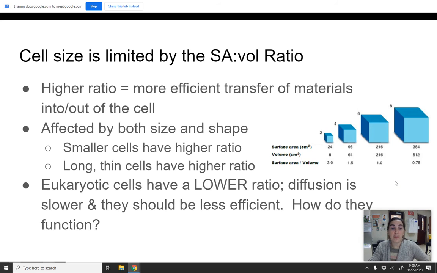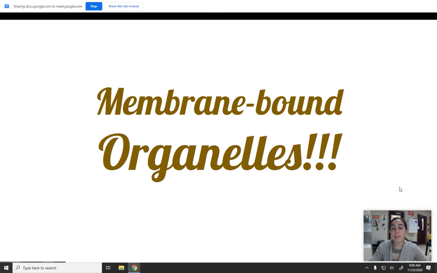And the answer comes if you think about the structures that eukaryotic cells have that prokaryotes don't. In addition to the membrane around the outside, eukaryotic cells also have many, many membrane-bound organelles. So we are going to start shifting now into talking about all these different organelles and structures within eukaryotic cells.